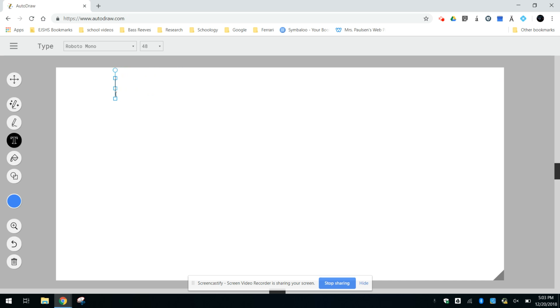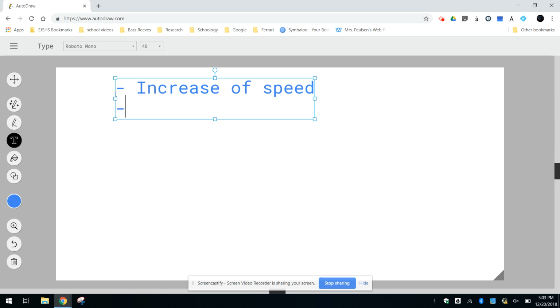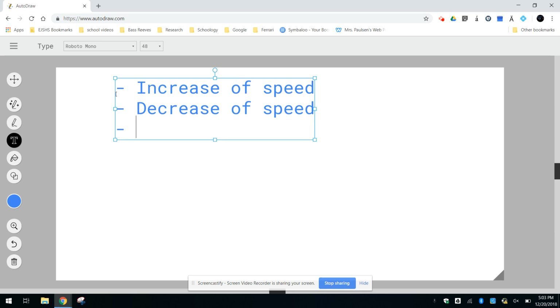Okay, now we're going to look at velocity. Velocity is the speed of an object in a given direction. So there are 3 things that can change velocity. They are an increase of speed, or acceleration, a decrease of speed, or negative acceleration or deceleration, or change in direction.